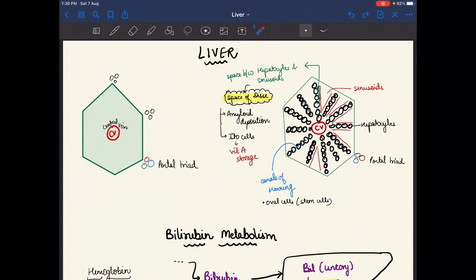In the space of Disse, Ito cells are present. Ito cells store vitamin A, so vitamin A storage is seen in the Ito cells. Now these hepatocytes are attached together by the canals of Hering, and these are the oval cells, or stem cells, we can say.